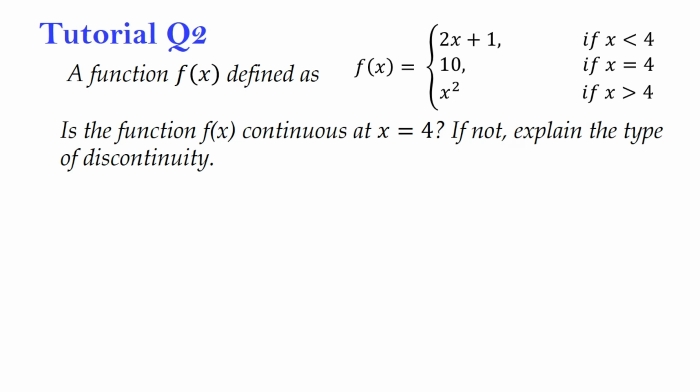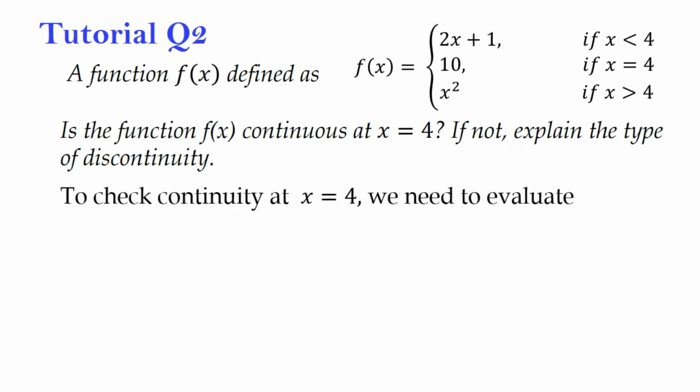So let's proceed. If we are to find the function at x equals 4, which one are we to use? Are we supposed to use 2x plus 1, or 10, or x squared? Definitely you will agree with me that we are to use the second one, because based on the piecewise defined function, which I mentioned to you during my lecture on functions of real variables, you will notice that the function is indeed 10 when x equals 4. So that is very simple.